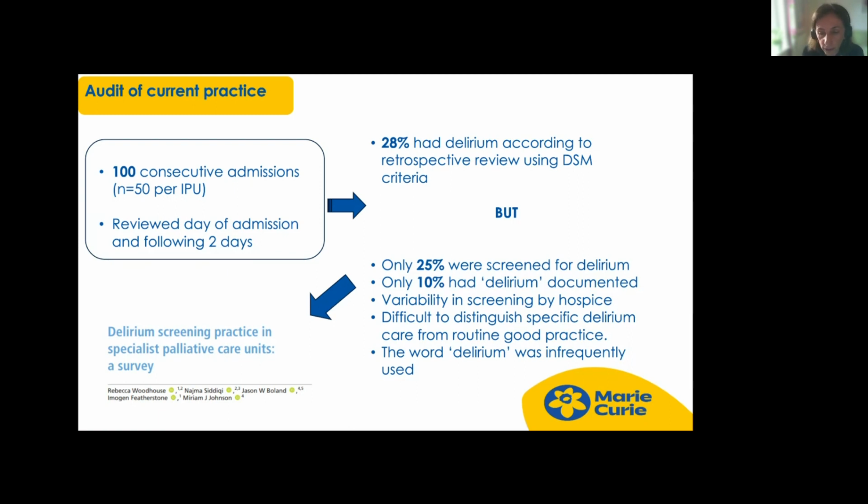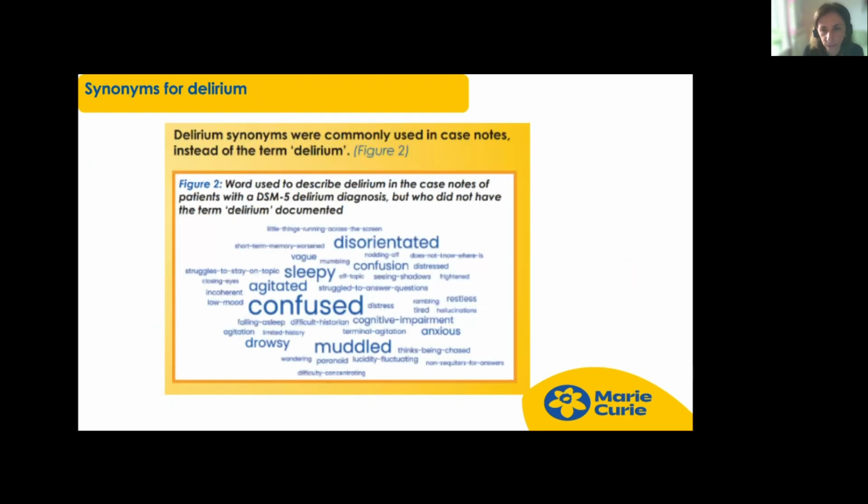In line with previous research, we found that the word delirium was infrequently used. Instead, confused, muddled, disoriented, agitated, and drowsy often appeared, or phrases like struggle to stay on topic, seeing shadows, and cognitive impairment. You'll see that these words are very reflective of what was found in the earlier work Juliet mentioned.